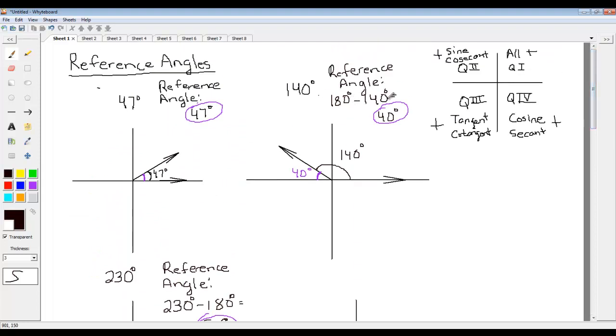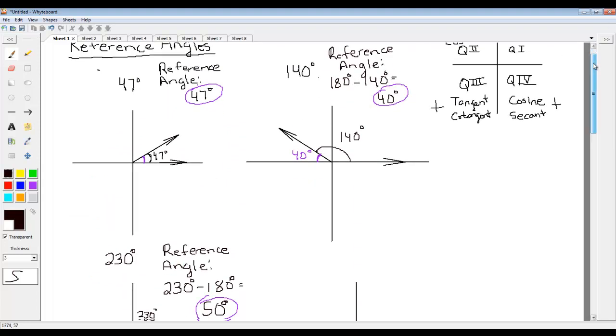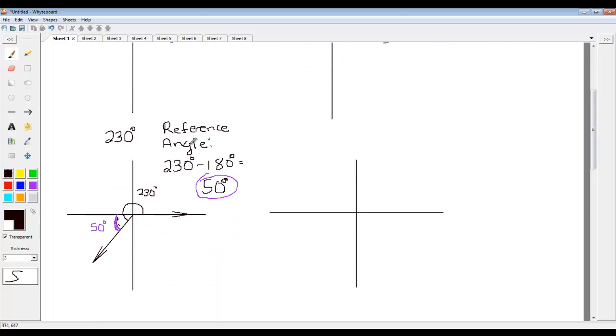So here we subtracted 180 minus the angle when we were in quadrant 2. Quadrant 3 we did the angle minus 180. So reversed order there.